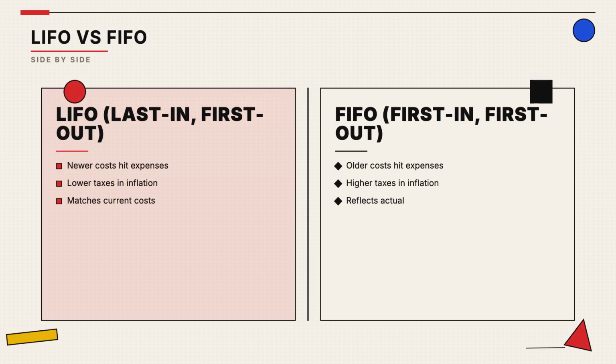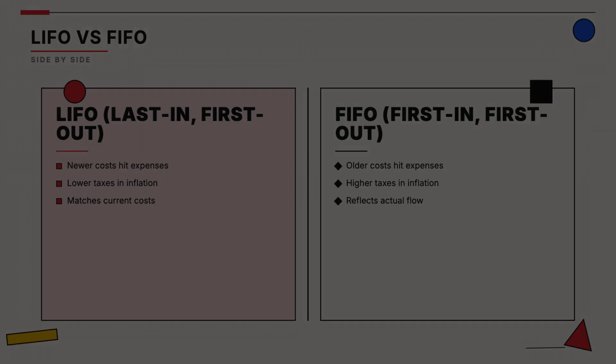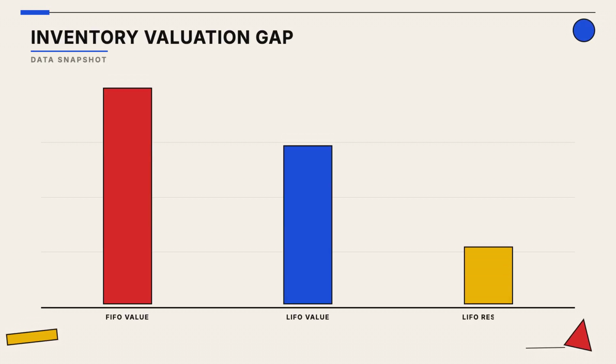LIFO assumes the newest items are sold first, while FIFO assumes the oldest ones are. This creates a gap in reported inventory values. In an inflationary environment, the LIFO reserve grows because the costs of new inventory are higher than the older costs on the books.